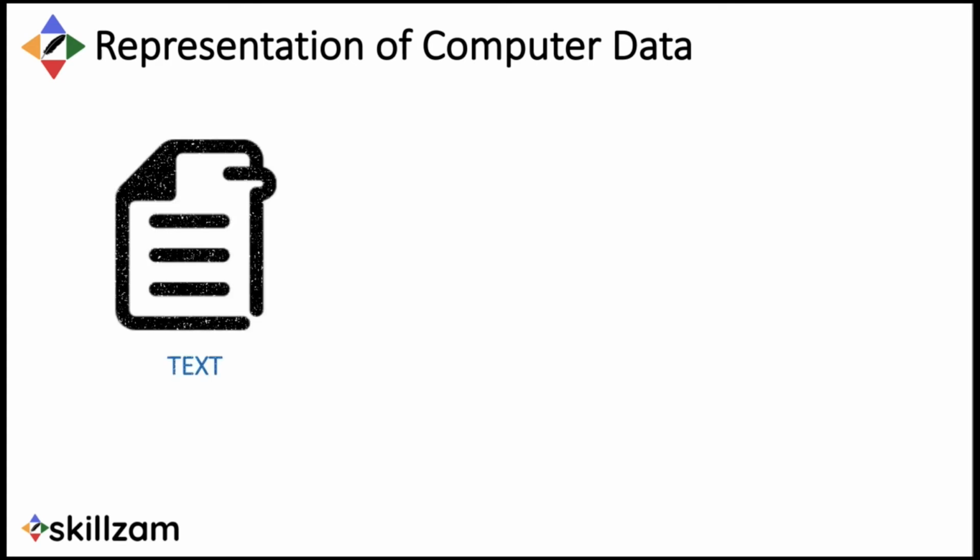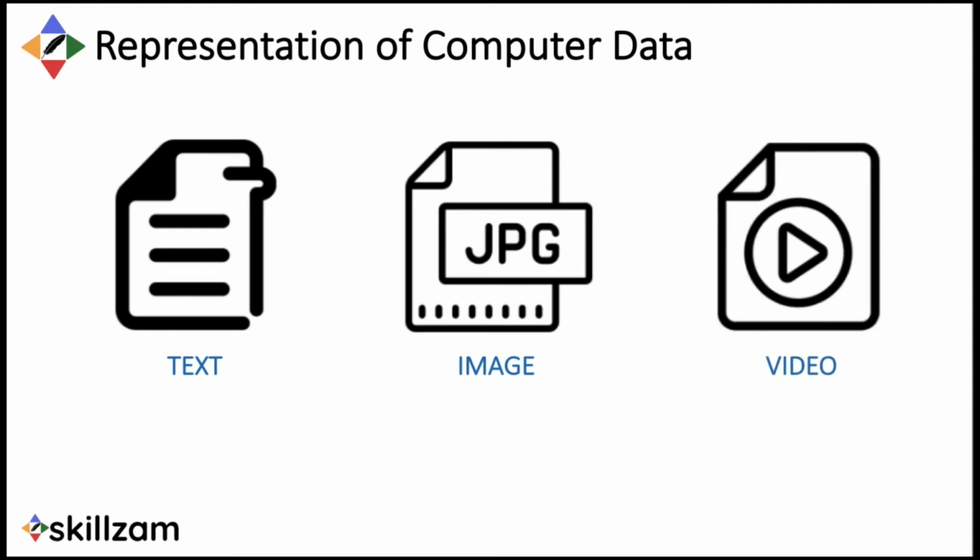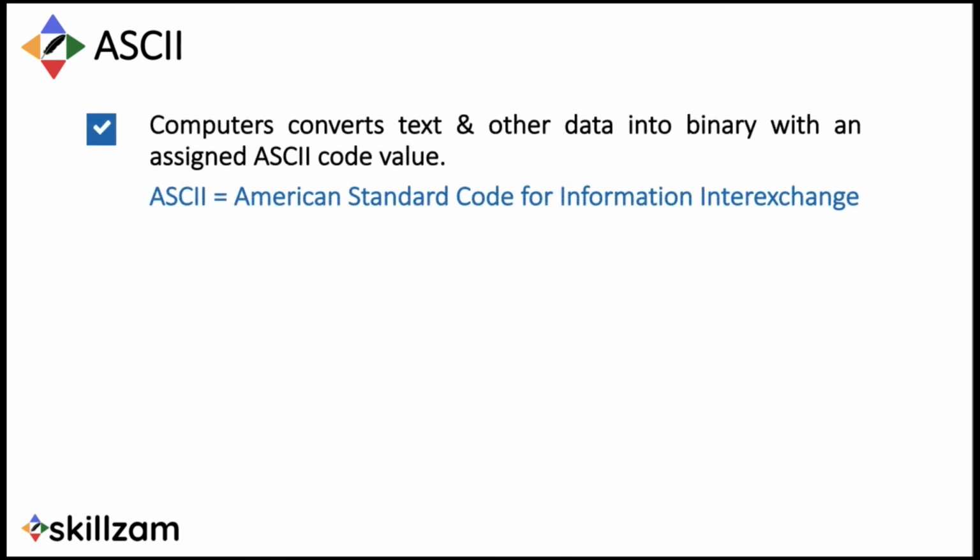Representation of computer data. Be it a simple text file, an image, or a high-definition video file, everything can be represented by a unit of information. ASCII. ASCII stands for American Standard Code for Information Interchange, a character encoding standard for electronic communication.